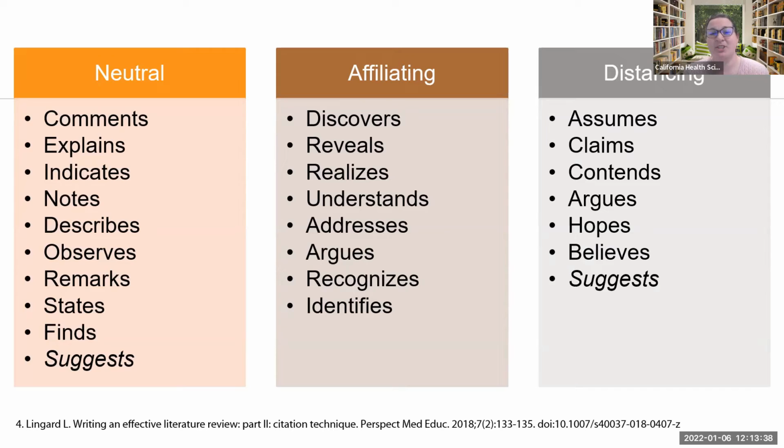So these are some different verbs that she shares. I don't know about you all, but when I am writing, sometimes I want to make sure I'm not using the same verb again and again and again. So sometimes I do consult with the thesaurus. So I found it really helpful that Lingard included these tables where she specified, well, these are some different verbs that are neutral versus affiliating versus distancing. So think about the verbs that you are choosing when you write your sentences for your literature review. And it's a general guide because everything, of course, depends on context. And you'll notice that suggests is in italics at the bottom of the neutral and the distancing column because it can be either or depending on the context.